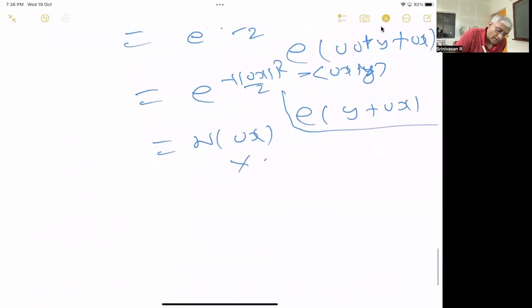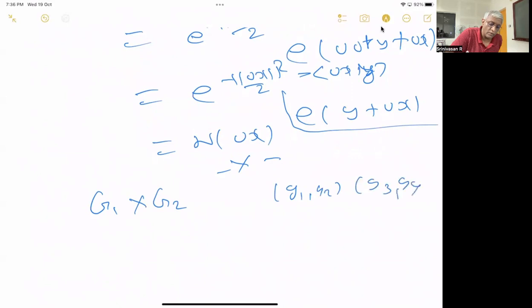Okay, you know what a semi-direct product of groups is, of two groups. If you have a group G1, and if you have another group G2, then you can take the cross product and define the group operation, which is just (g1, g2) and (g3, g4). You can just multiply coordinate-wise. That is what is called the direct product of two groups.